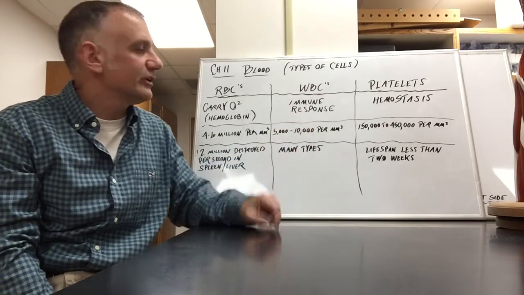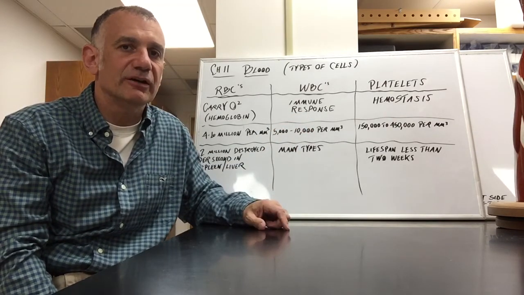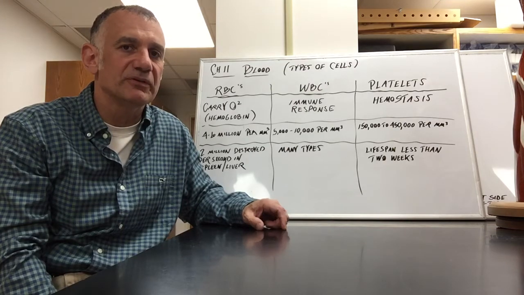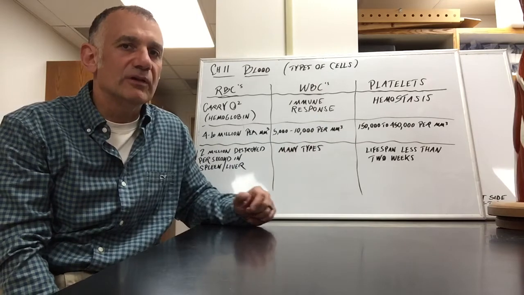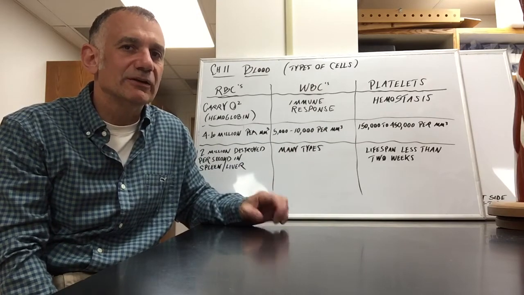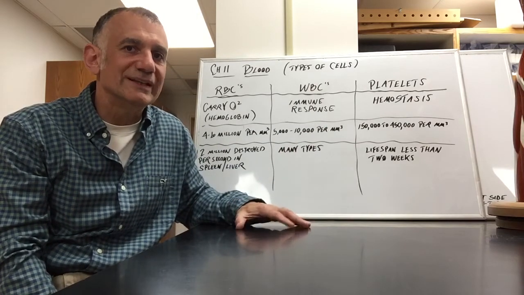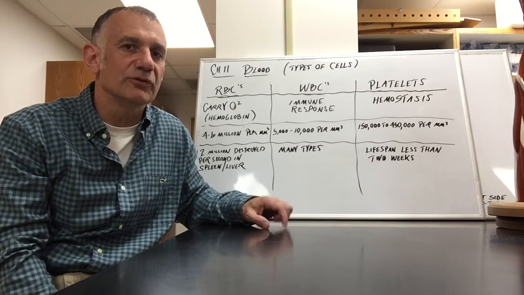Right? White blood cells, immunity. Right? They fight off pathogens. That's their job. They protect your body. And platelets are for hemostasis. We could throw the word clotting in there, but platelets typically, or specifically, don't do the clotting. The clotting involves a lot of the proteins that are found in the plasma.